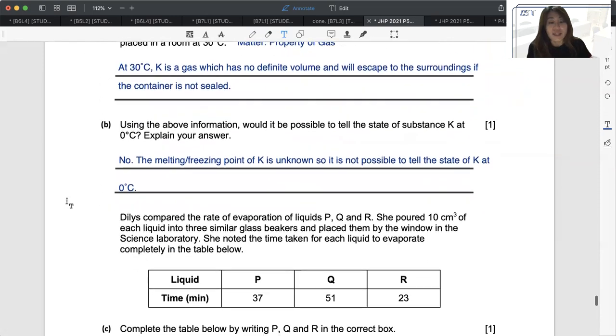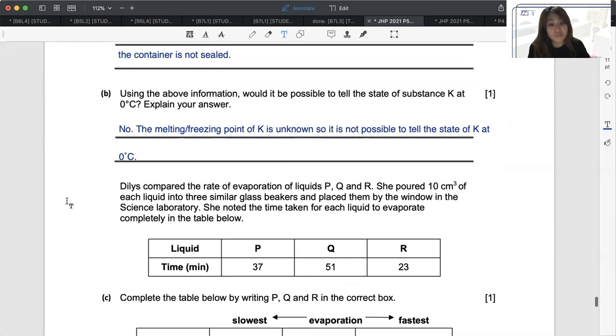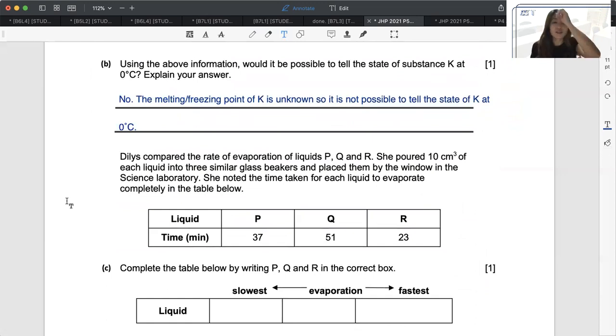Now, let's move on, all right? This is a common question that they like to ask. Again, they combine this with the water cycle. Here you have Dilys, who compared the rate of evaporation of liquids P, Q, and R. She poured 10 cm cube of each liquid into 3 similar glass beakers and placed them by the window in a science laboratory. She noted the time taken. Once she noted the time taken, I know that this would be my measured variable, right? I am measuring the time taken for each liquid to evaporate.